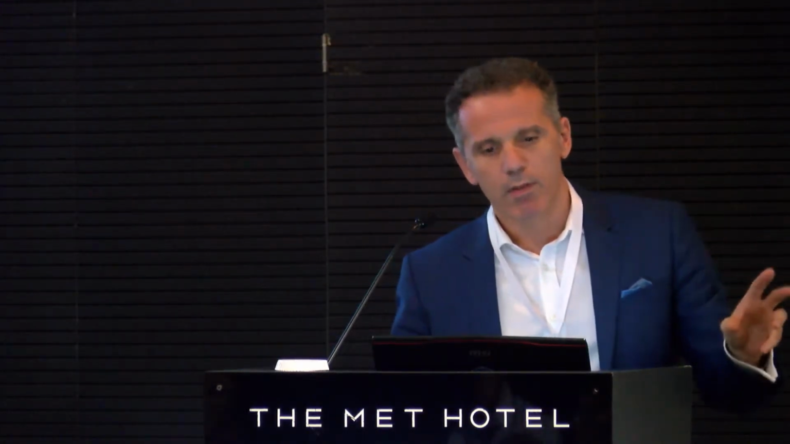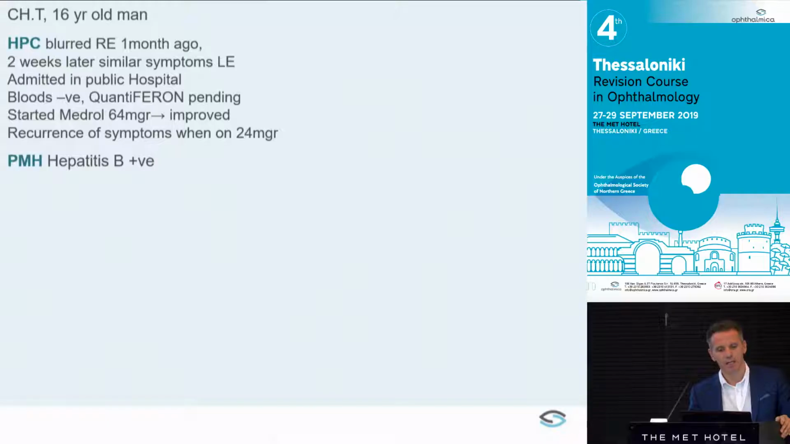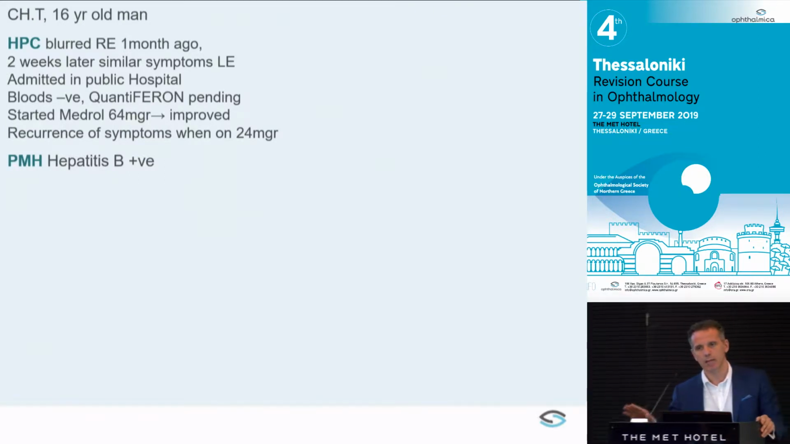So, blurriness of vision in the right eye 1 month ago. 2 weeks later, he developed similar symptoms in the left eye. He was admitted to a public hospital. He was thoroughly investigated. He had all the bloods done. All the bloods came back negative. The TB testing was still pending. And he was initiated on systemic steroids, 64 milligrams of methylprednisolone.